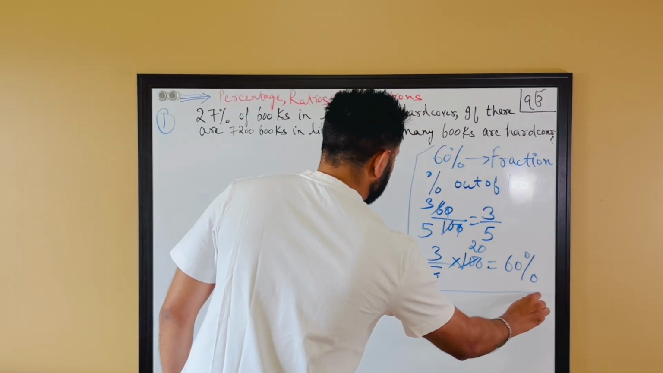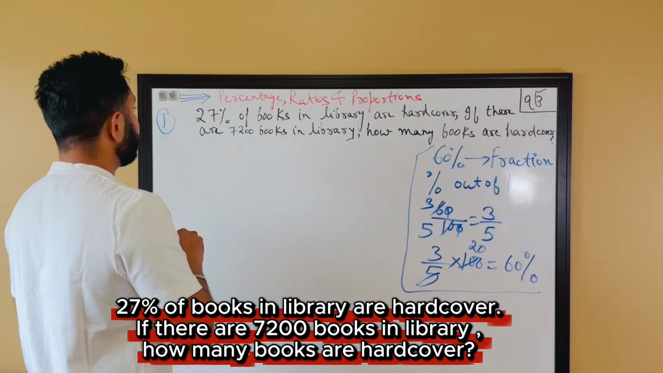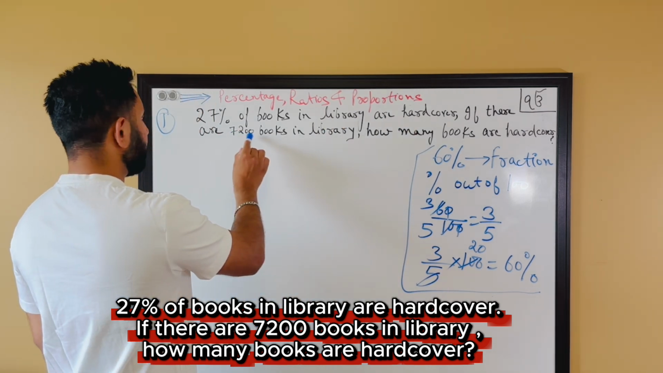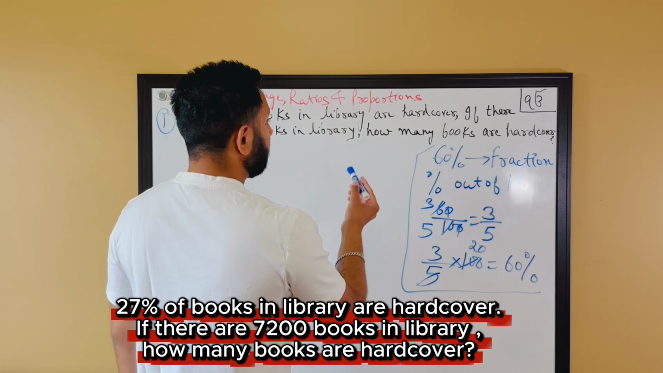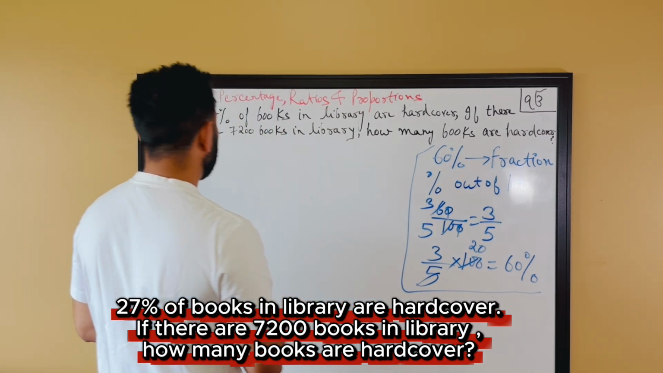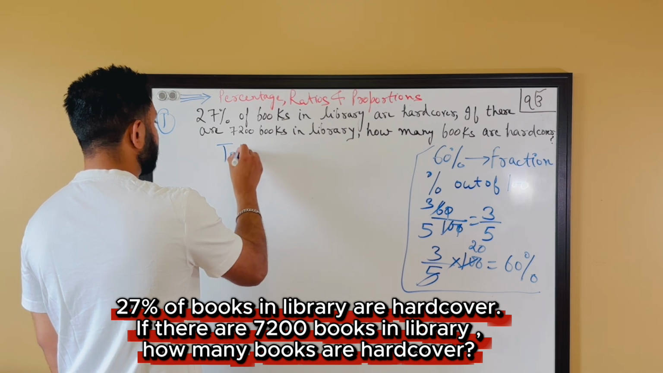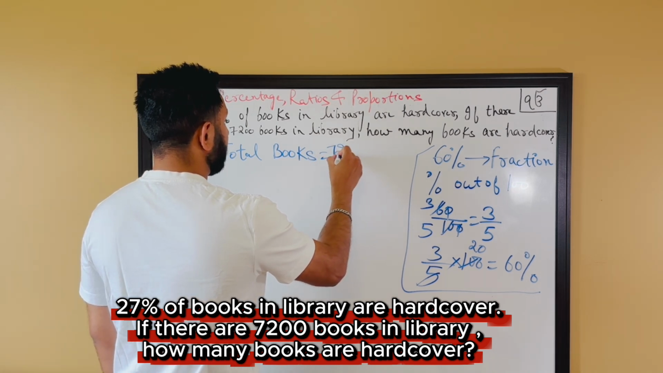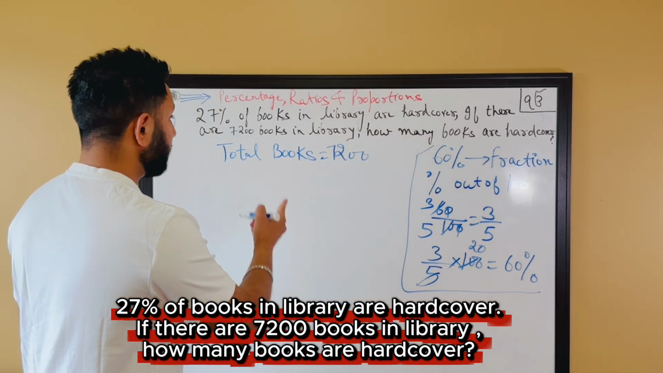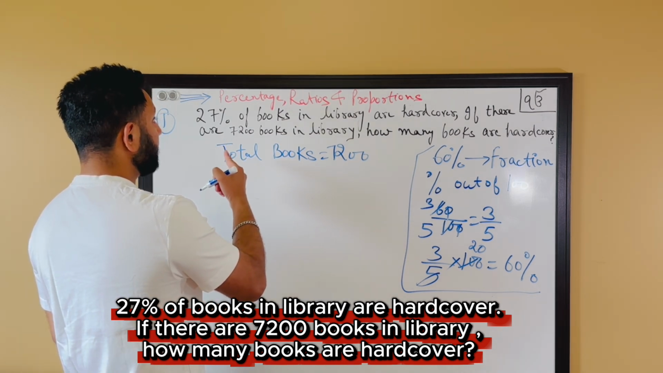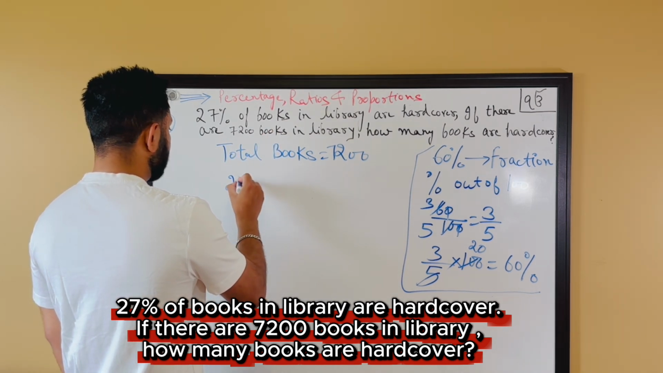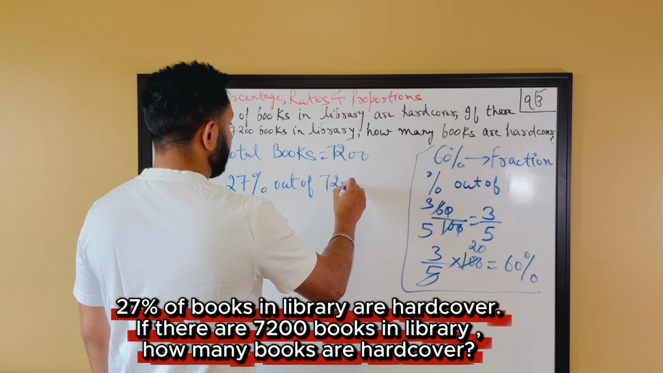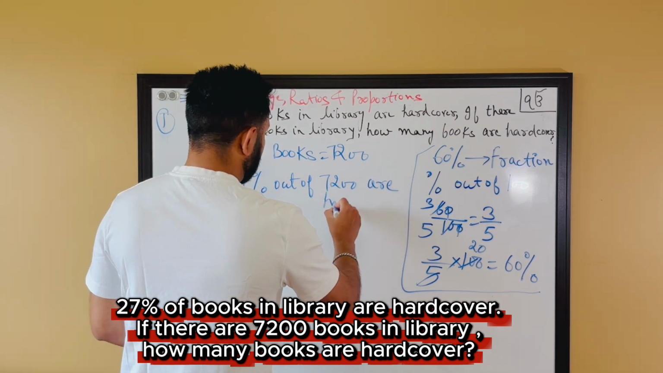So if there are 27% of the books in the library that are hardcover, and if there are 7200 books in the library, what we need to find out is how many books are hardcover. So what we are given is total books, that is 7200. So out of 7200 books, 27% are hardcover.